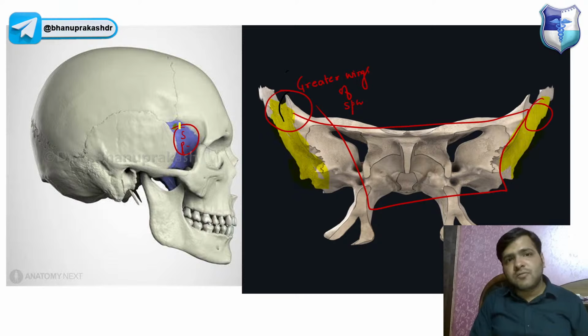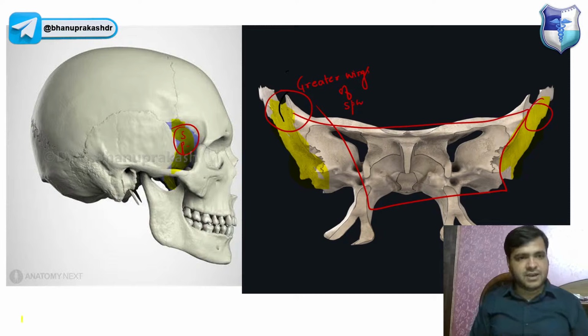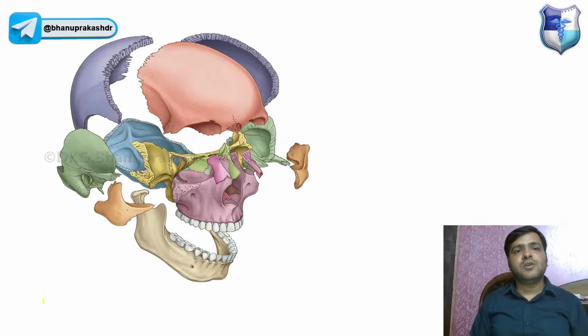So whatever you can see over here in the lateral view is the greater wing of the sphenoid bone. I hope you can appreciate this yellow colored bone. On the lateral part, it is only the greater wing which is visible. This is the sphenoid bone, and I have told you guys that the sphenoid bone is only one.